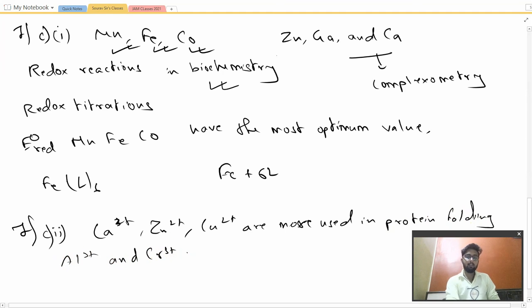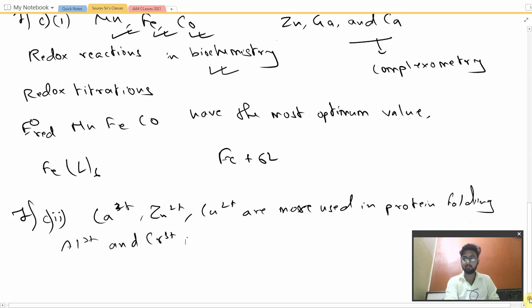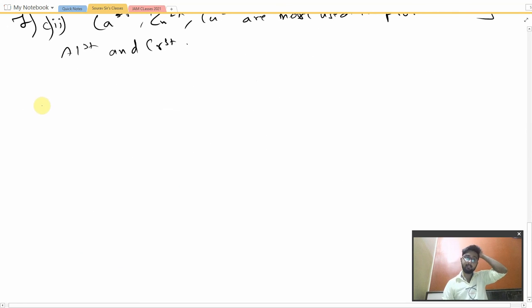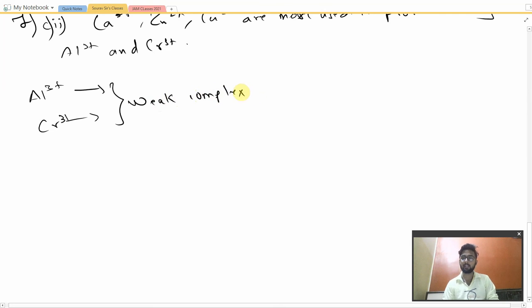Why? This is also because of the reason that I have explained earlier, that is complexometry. Okay, now, let me scroll this down. So what happens is, for protein folding, we require metal ions that bind the protein, like the amino acids, in such a way that all of them form a cluster with the metal ions. Now Al3+ is a very weak metal ion that forms extremely weak complexes. Al3+ and Cr3+ both form weak coordination complexes, be it with any type of organic or inorganic ligand.